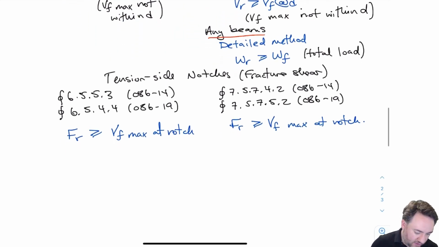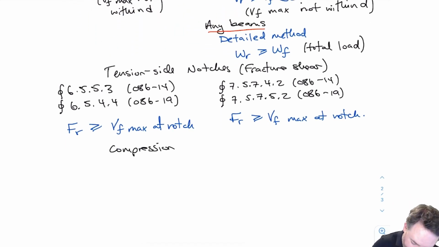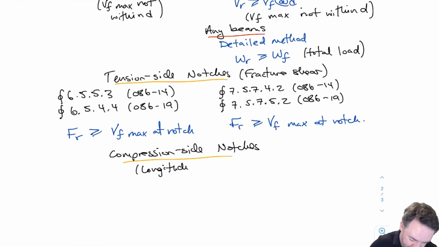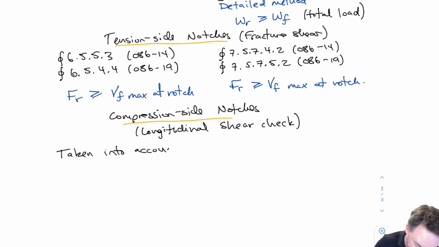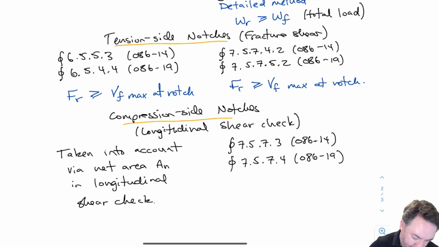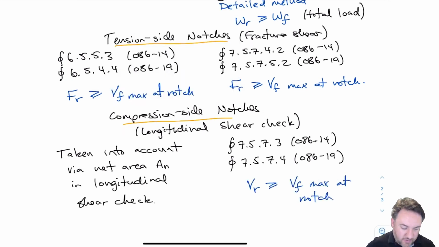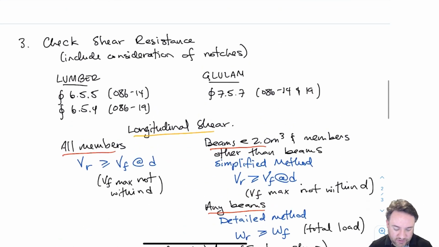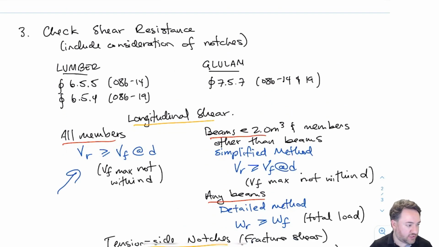Then we have compression side notches. Okay, so for compression side notches, on the lumber timber side, compression side notches are already taken into account through the application of AN in the longitudinal shear equation. So up here in longitudinal shear, the resistance includes the net area.